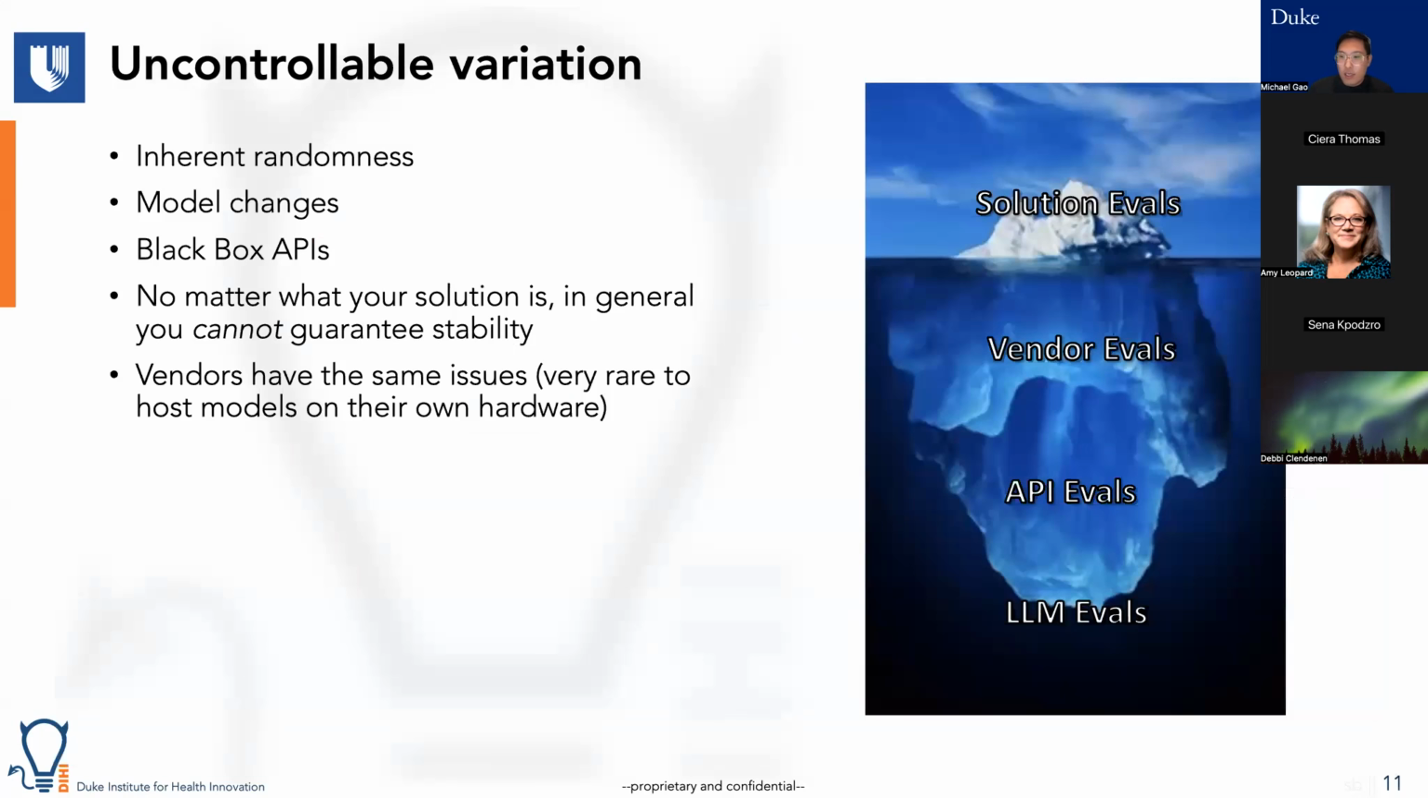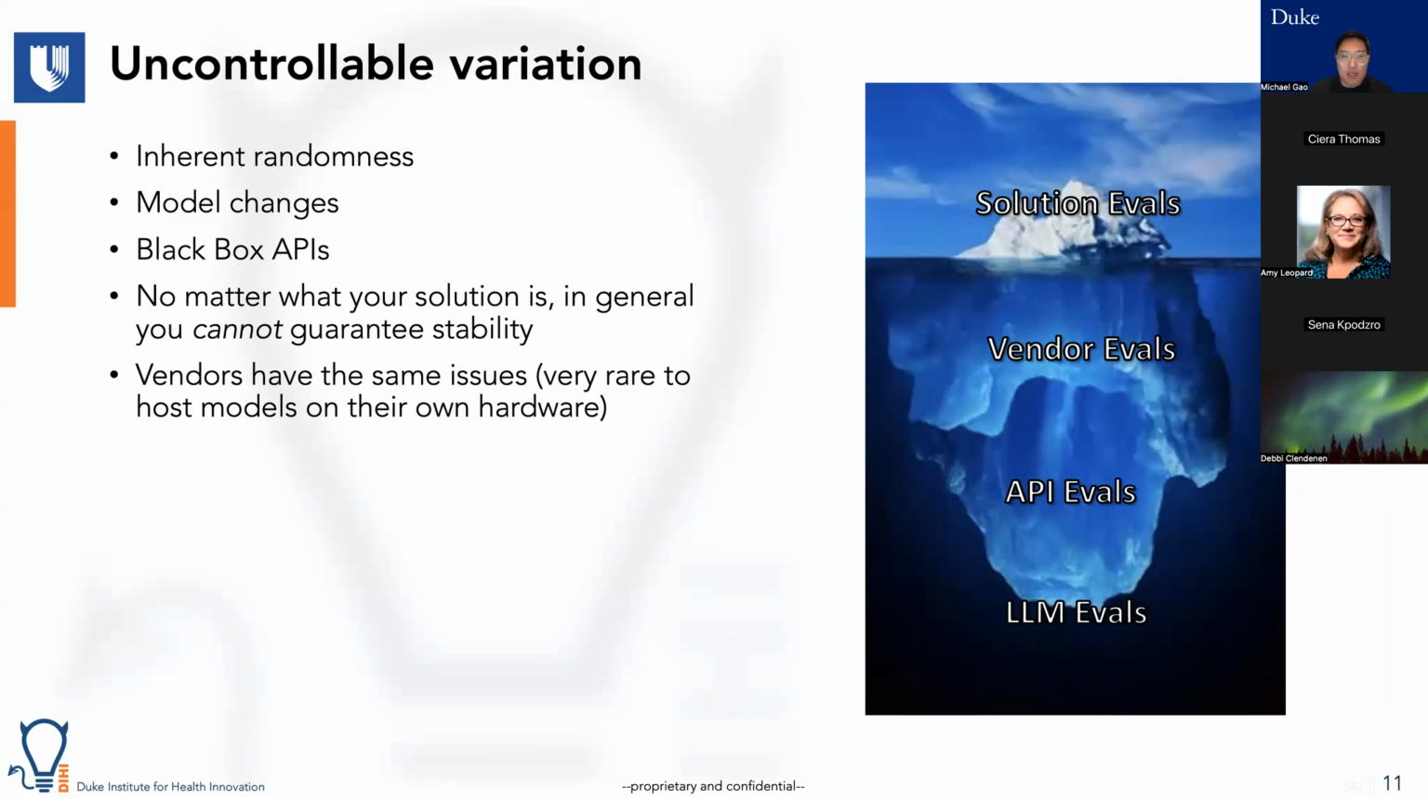So essentially, the point of all of this is to say that there are uncontrollable sources of variation throughout the large language model stack. There's inherent randomness in the models themselves. The models are changing. You have black box APIs. And no matter what your solution is, it's very difficult to guarantee stability. Just because your model and your solution works one day doesn't mean that 3 months from now, and certainly not 6 months to a year from now, it will work the same.